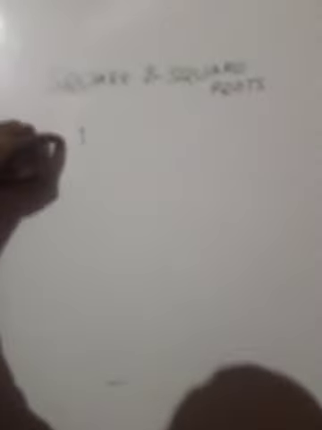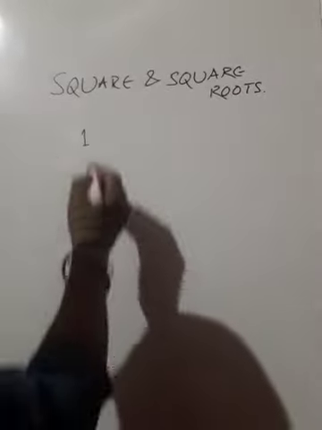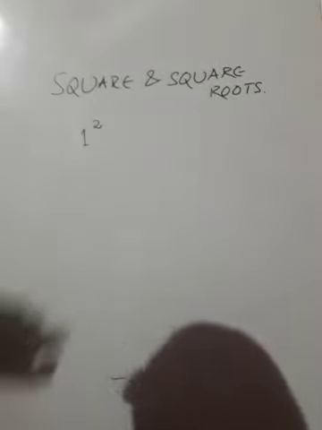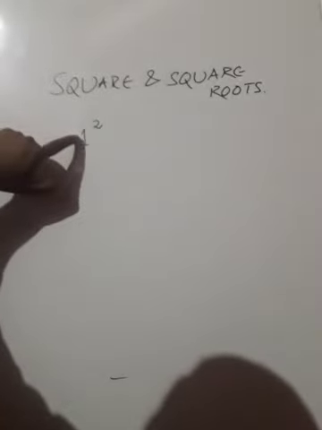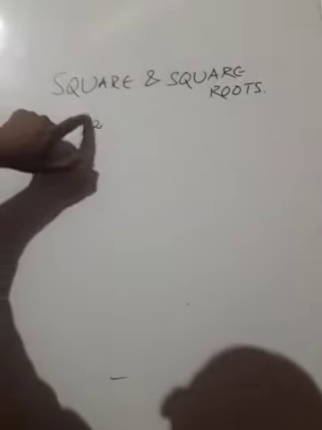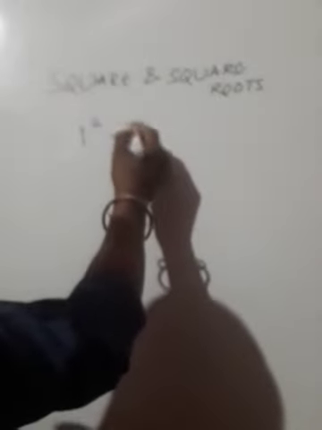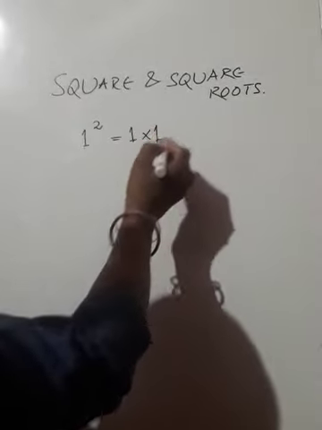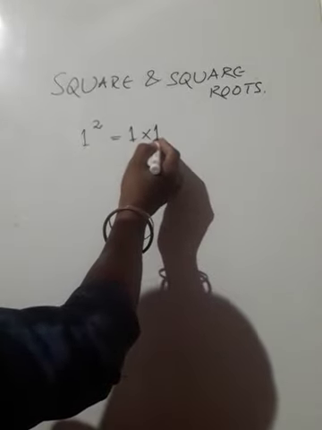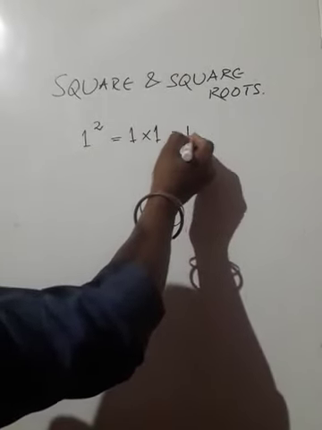If I want to find out the square of this, I can write this symbol. This means 1 to the power 2. If the power is 2, then this can be expressed in language as 1 square. 1 square means multiplying this number by itself. 1 is multiplied by itself, that is 1. I get 1.